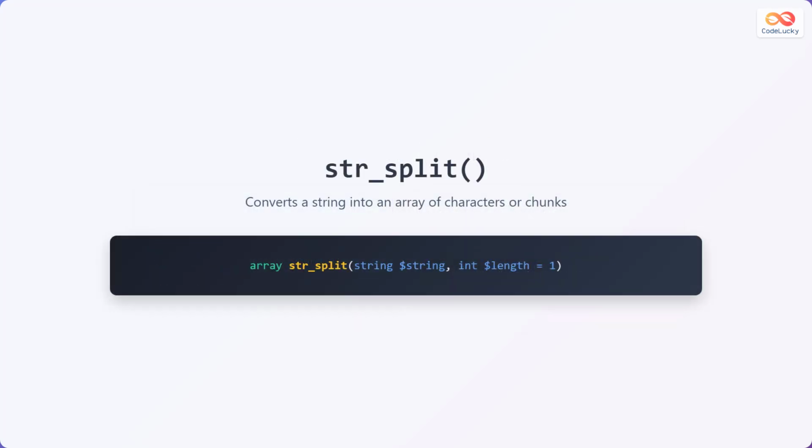The string split function converts a string into an array of characters or chunks. Here's the syntax. It returns an array. The function name is str_split, and it takes two parameters: a string and an optional integer length, which defaults to 1.